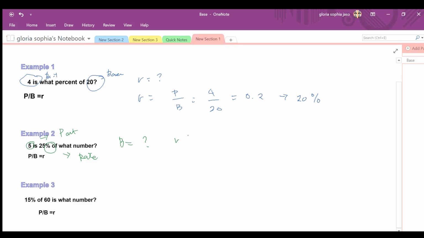And since from the formula we have R equals P over B, to find B, we just cross multiply. So we will get B equals P over R. So substituting the values, we have 5 over the rate, 25%, which we have to change to a decimal, and that is equal to 20. Okay, so 5 is 25% of 20.